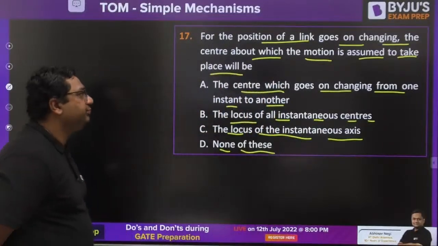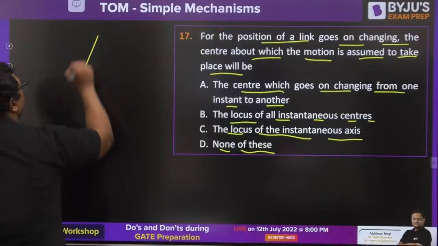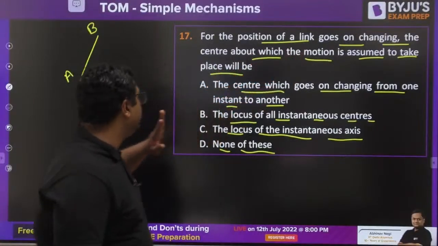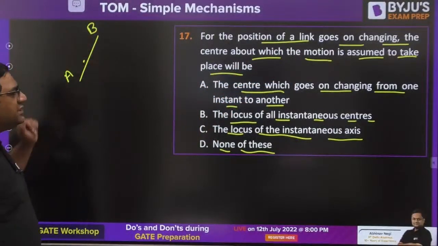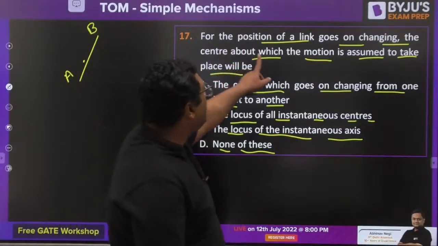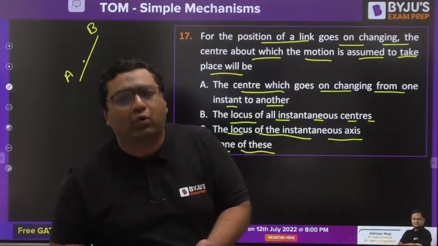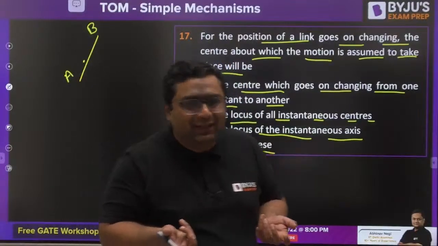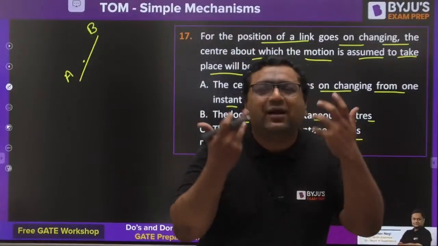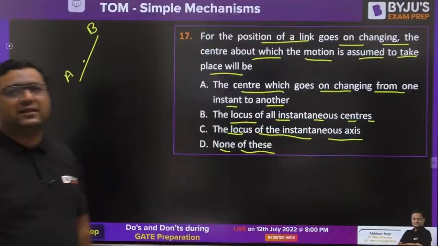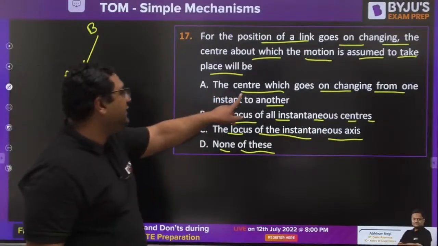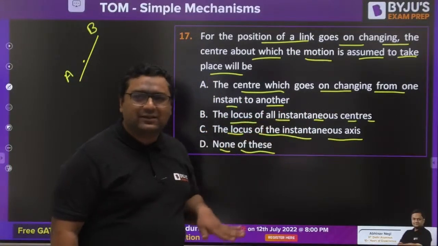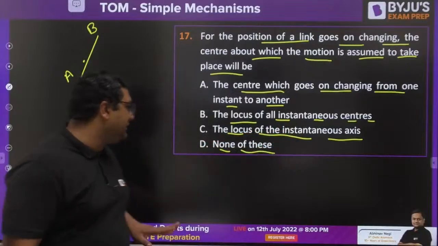Anurag, I am telling you, they are saying if there is a link AB, they are saying for the position of a link goes on changing. If the position of this link is changing throughout, then the center about which the motion is assumed to be pure rotation. They are saying the center about which the motion is assumed to be pure rotation. What is the name of that center? Then in the option they are saying the center which goes on changing from one instant to other, the locus of all I centers. Then they are saying the locus of I axis, none of these.